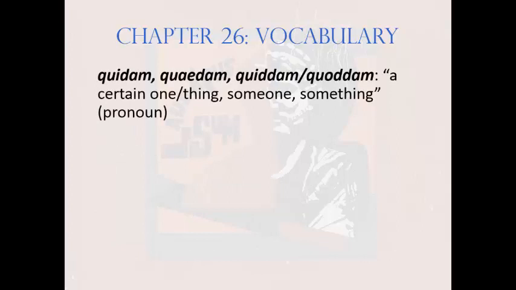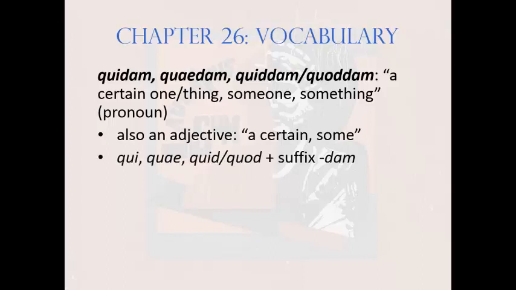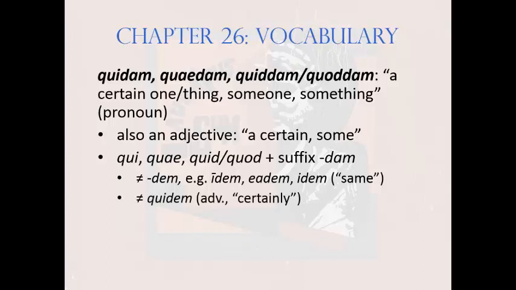Next on this vocabulary list is quidam, quaedam, quoddam, meaning a certain one or thing, someone, something. It's a pronoun, but it often functions adjectively, in which case it means a certain or some. It's a compound of qui, quae, quod, plus the suffix dam, which is not to be confused with the suffix dem, seen in idem, the same, or the ending of quidem, the adverb that means certainly.